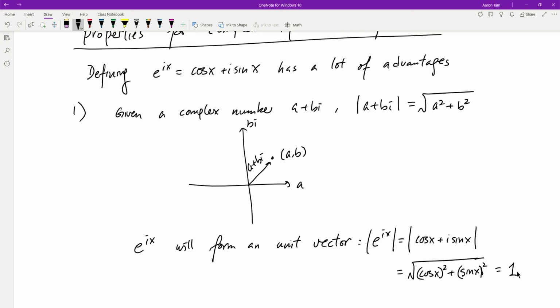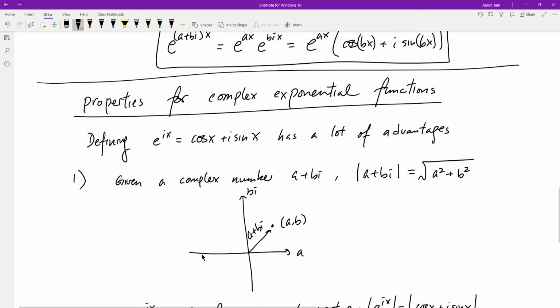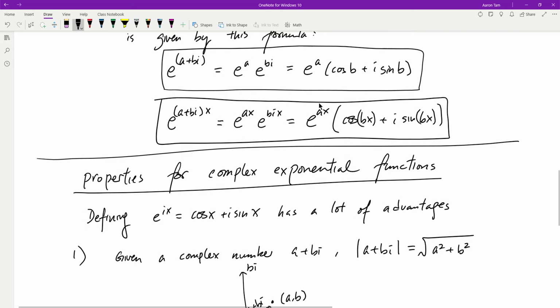So it's actually pretty nice in the sense that when you define the complex exponential function this way, the cosine x plus i sine x part has a magnitude of 1. So if you go back up to the top, that allows me to define that e to the ax becomes the magnitude, while cosine bx plus i sine bx always generates a length of 1 and therefore does not affect the magnitude of the complex number. So that's a very nice property to have.